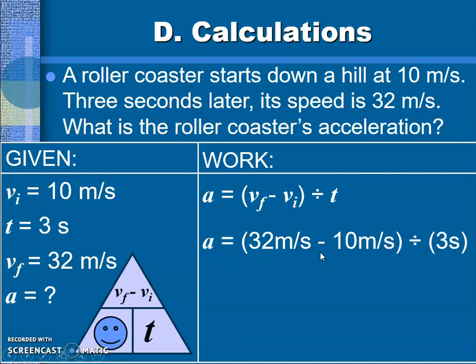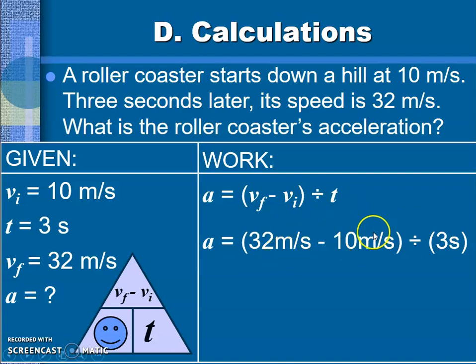If you just type in this, 32 minus 10 divided by 3, you're going to get the wrong answer because your calculator doesn't know how to do math correctly without you telling it. So if you're going to do this, make sure that you put the subtraction in parentheses. So parentheses 32 minus 10, close parentheses, divided by 3. Then your calculator will do the order of operations correctly for you, and then you will get the correct answer. Okay? Or you can do it step by step.